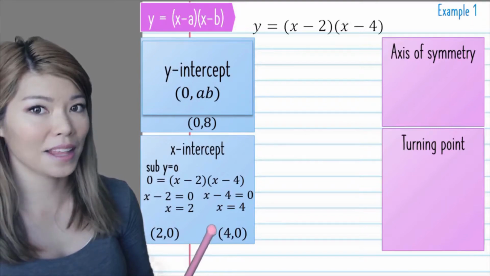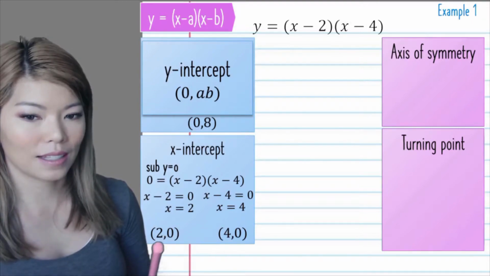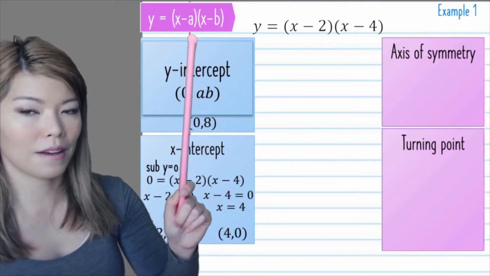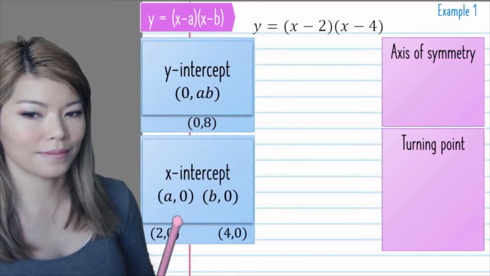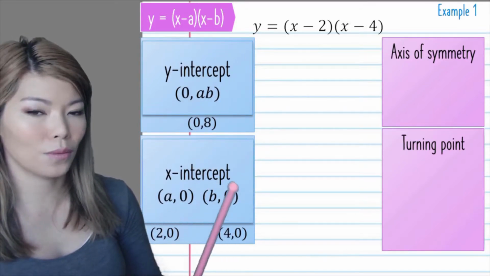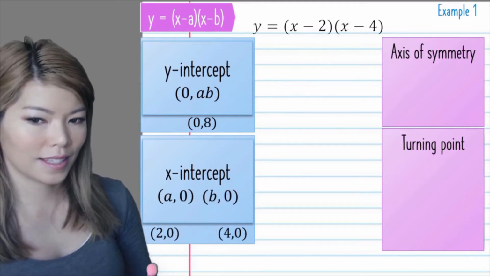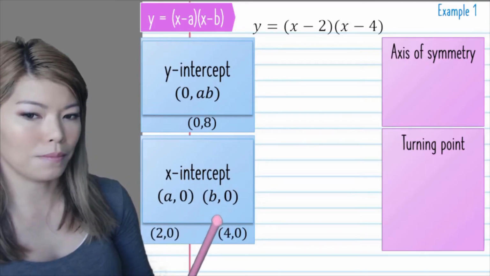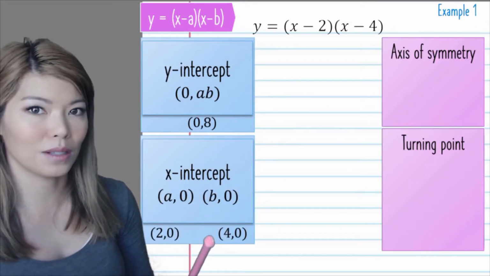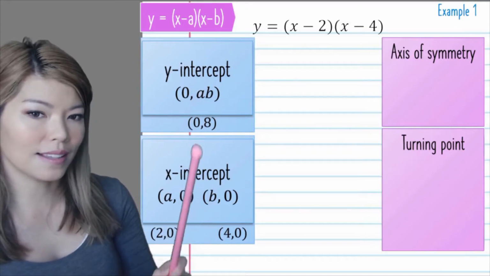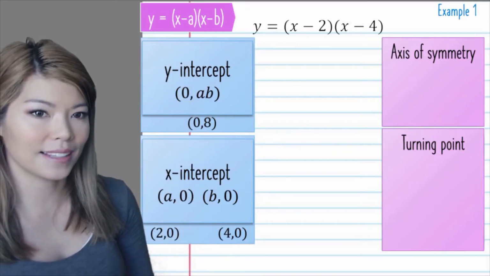And we can see another pattern here. We notice that the x-intercepts are simply the values of a and b. So we're going to use this formula. a is 2, and the x-intercept is 2, and b is 4, and the x-intercept is 4. So we're going to use these, so make sure you try and memorize this.